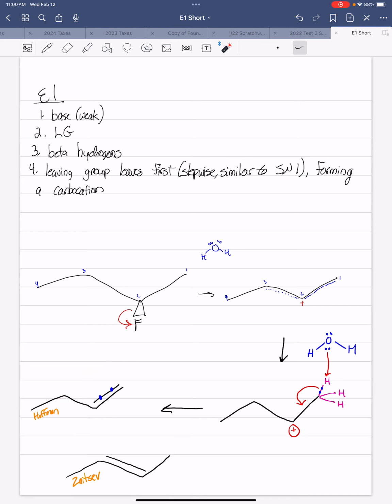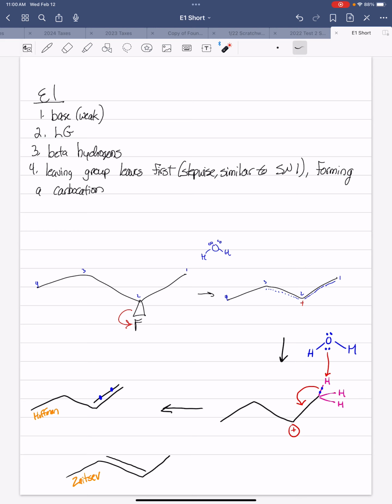So our basic requirements are, again, a base. We'll use water today. A leaving group, usually a halogen, and beta hydrogens that are anti-periplanar to the leaving group. However, with E1, we're going to use a weak base. This just means it has a formal charge of 0 or neutral. So water, methanol, ethanol, NH3, anything like that.